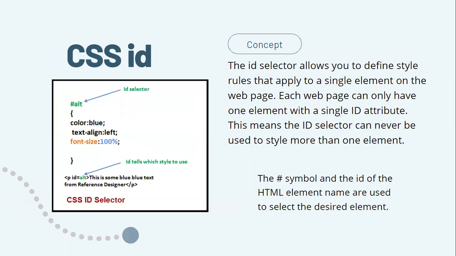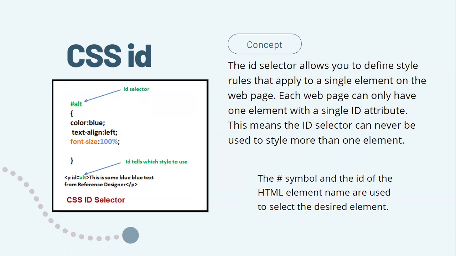Then we have the CSS ID. The CSS ID allows you to define style rules that apply to a single element on the web page. Each web page can only have one element with a single ID attribute. And this is important, guys. So this basically means that the ID selector can never be used to style more than one element.